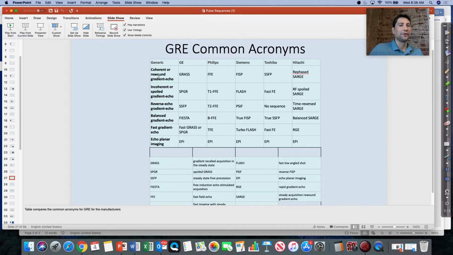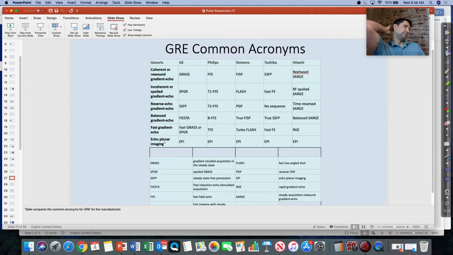So today we're going to be going over coherent. Incoherent are also called spoiled gradient echo pulse sequences. Reverse echo gradient echo, sometimes referred to as steady state free precession. A balanced gradient echo, and then we're not going to go over fast gradient echo, but echo planar imaging, EPI.